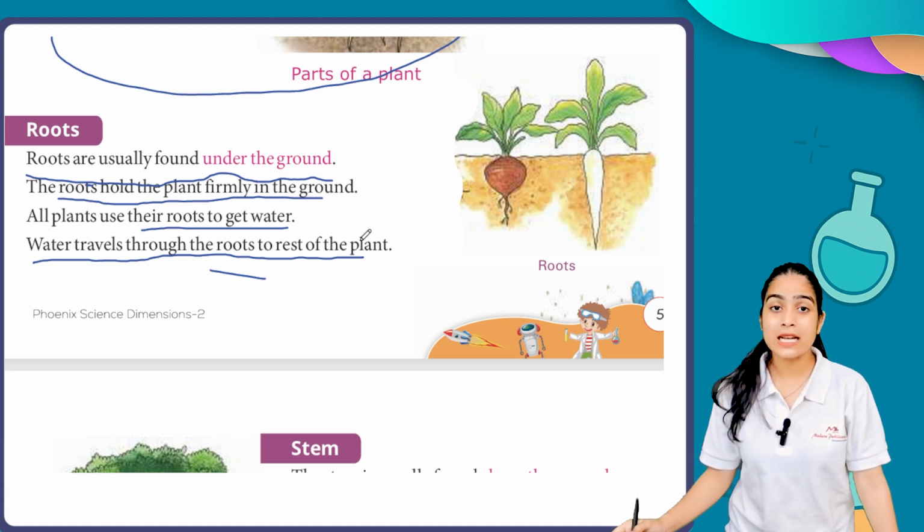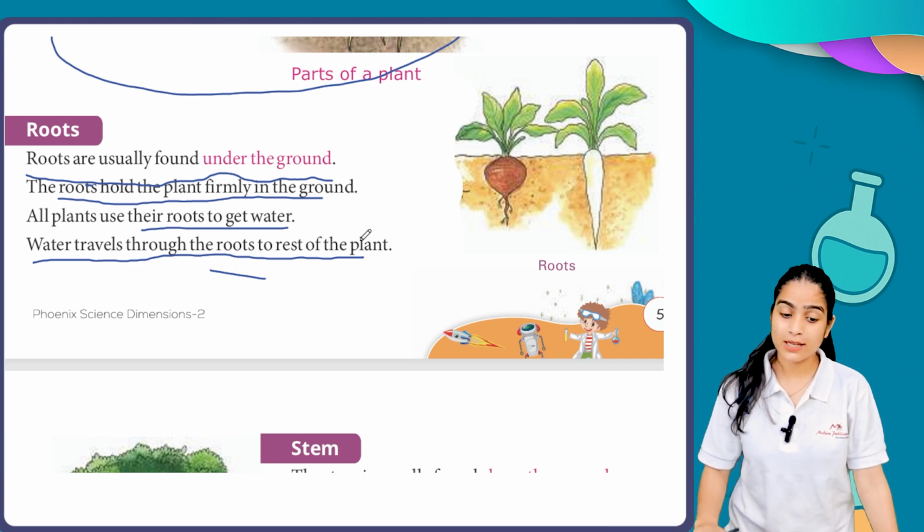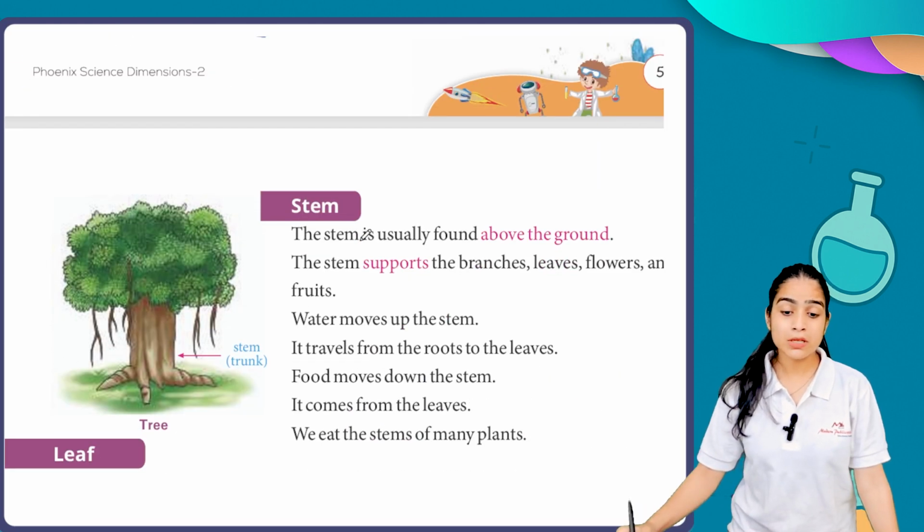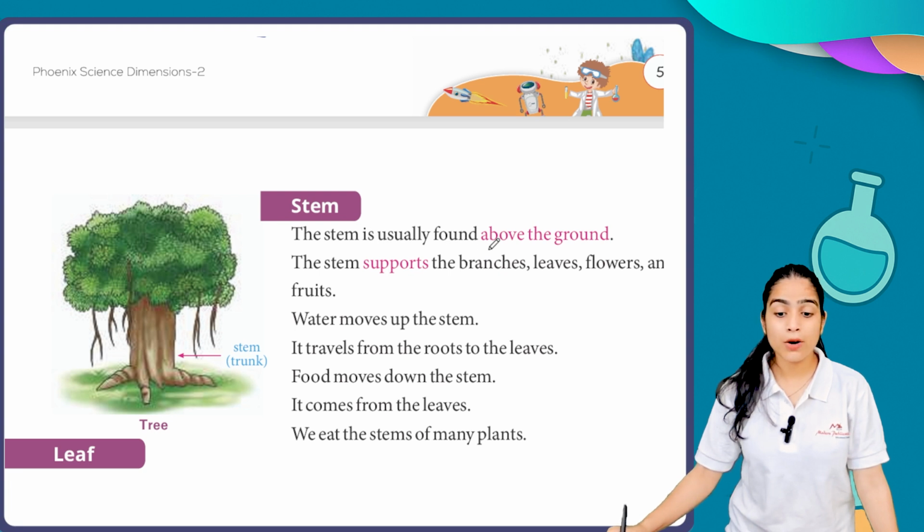Okay students, now move forward to the next part. Next part we have stem. So the stem is usually found above the ground.